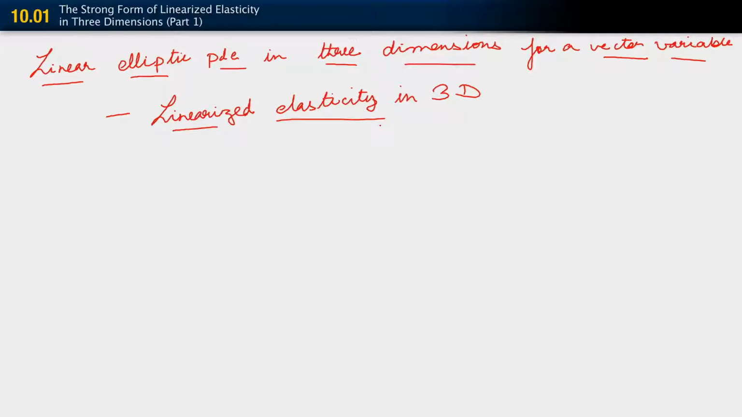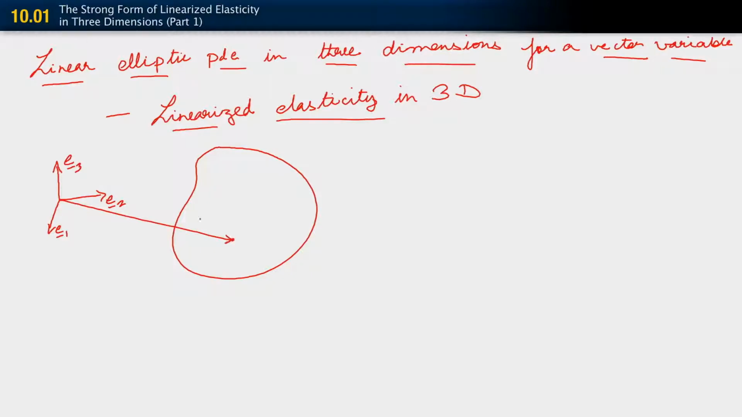I'm going to start by writing out the strong form of the problem. So the setting is one of 3D again, so we have our 3-dimensional basis set. We have our domain. Let me draw the position vector of some point here. That point is x. So that's the position vector of x.